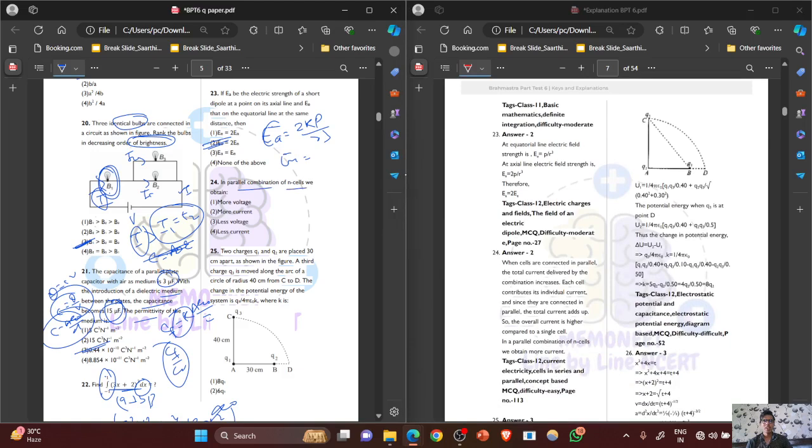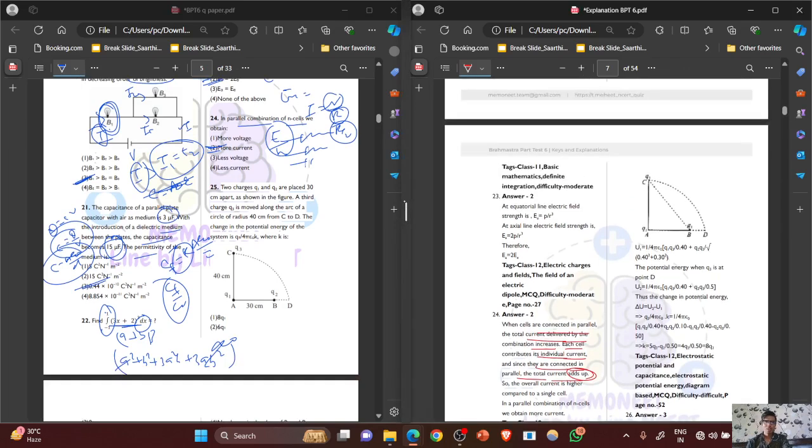In parallel combination of cells, we are often asked whether there is more voltage or more current. Okay, if n cells are connected in parallel, what will be the voltage? The voltage will be the same, but I equals to V by R, and resistance will become R by n. So there will be more current. You can read the explanation also here. When the cells are connected in parallel, total current delivered by the combination increases. Each cell contributes individual current, and since they are connected in parallel, total current adds up. Exactly.